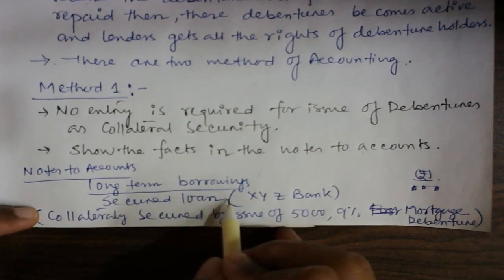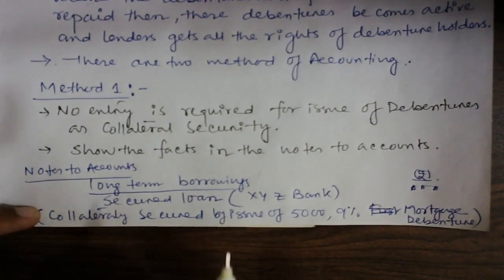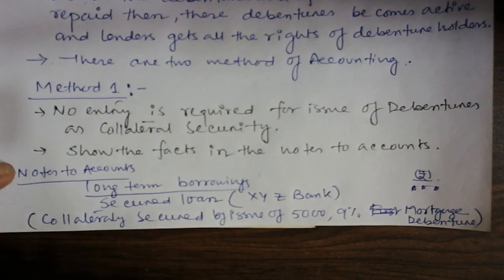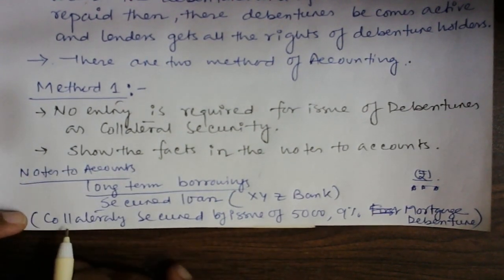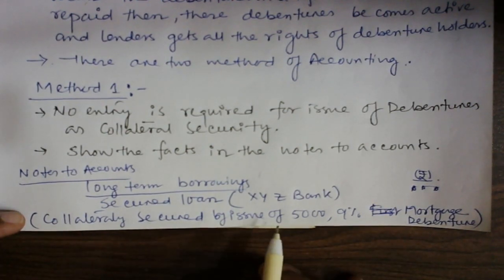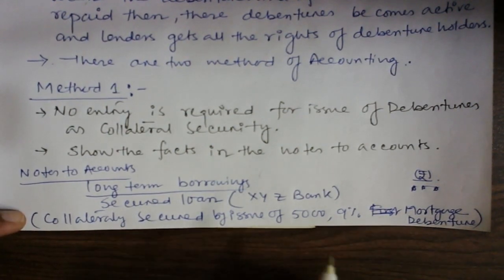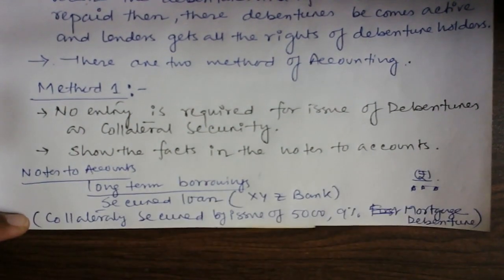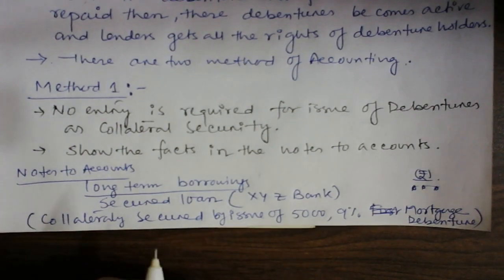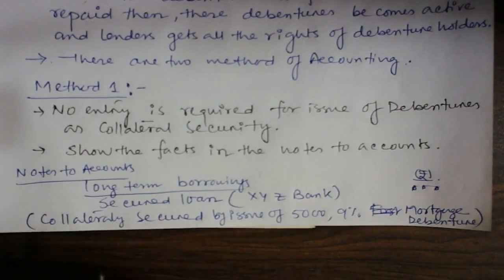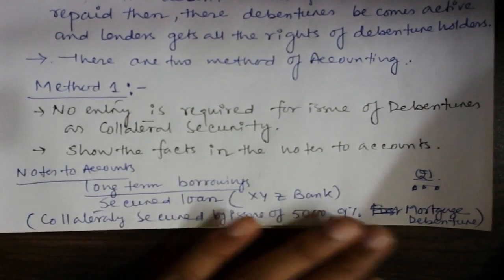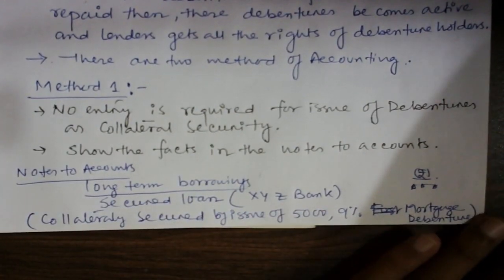It will already be shown in the balance sheet. But what is most important here? The line given in the bracket: collaterally secured by issue of 5,000 9% mortgage debenture. That line is important when you issue the debenture as an additional security towards the original loan. That is what method 1 we have completed. Make a note of that. Complete the note quickly once.